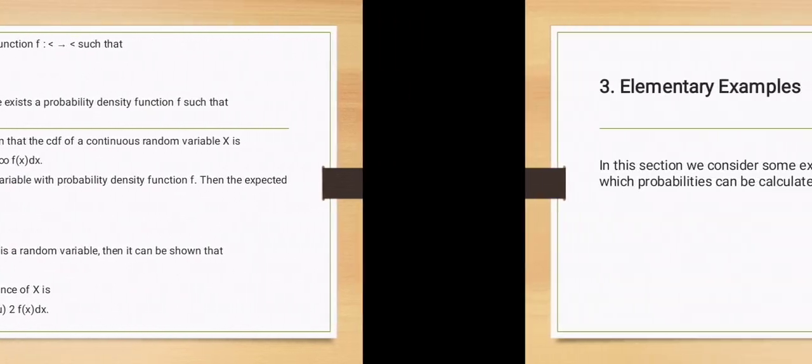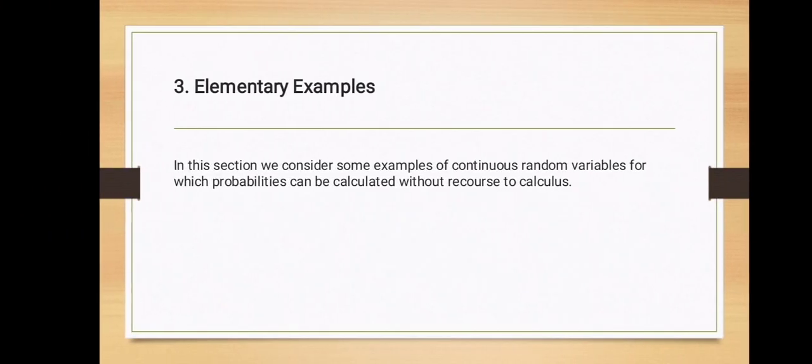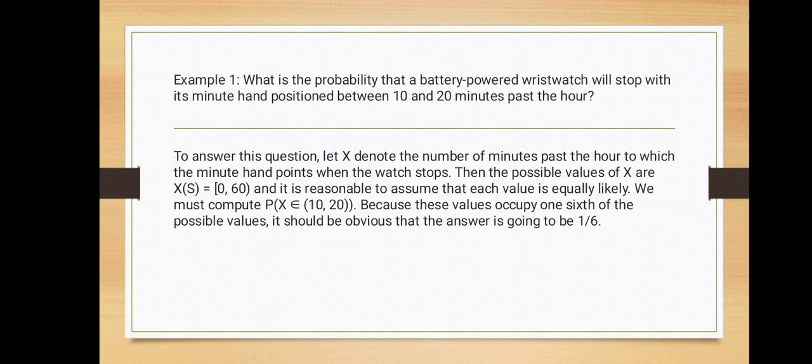And the third is elementary examples. In this section, we consider some examples of continuous random variables for which probabilities can be calculated without resort to calculus. I have an example. What is the probability that a battery-powered wristwatch will stop with its minute hand positioned between 10 and 20 minutes past the hour?